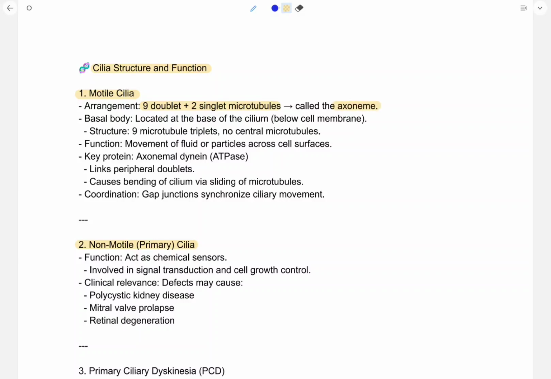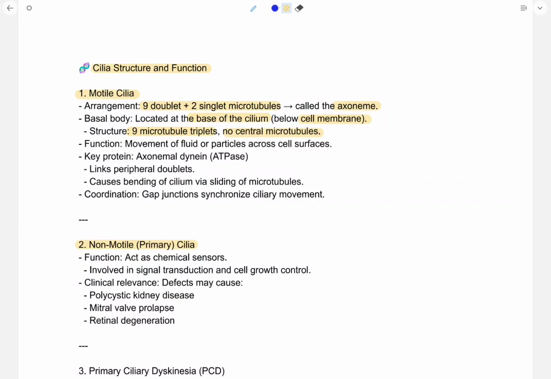So what is the axoneme? It is the motile cilia arrangement of 9 doublet plus 2 singlet microtubules. The basal body is located at the base of the cilium below the cell membrane. Its structure is 9 microtubule triplets and no central microtubules.